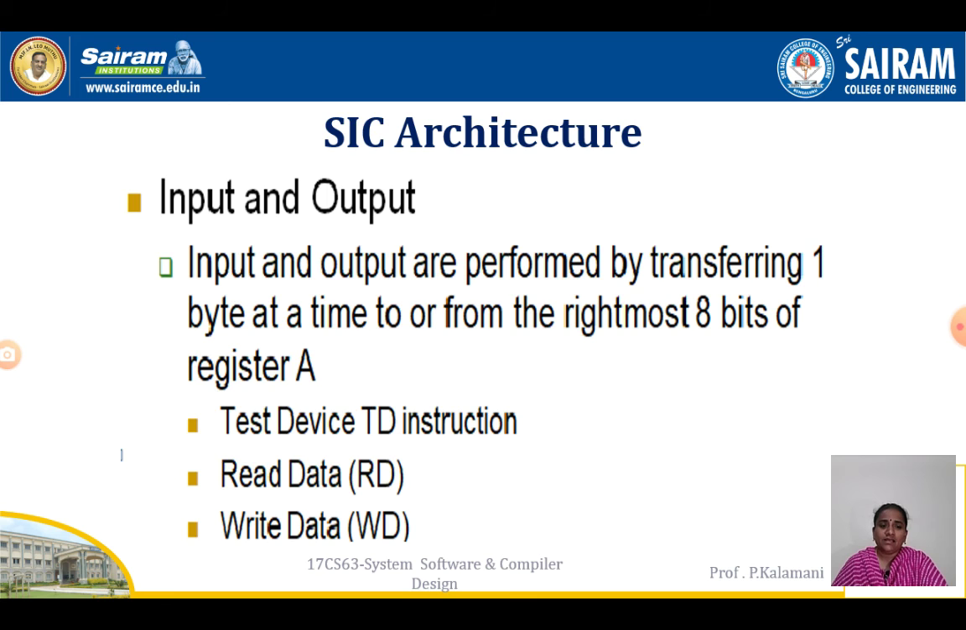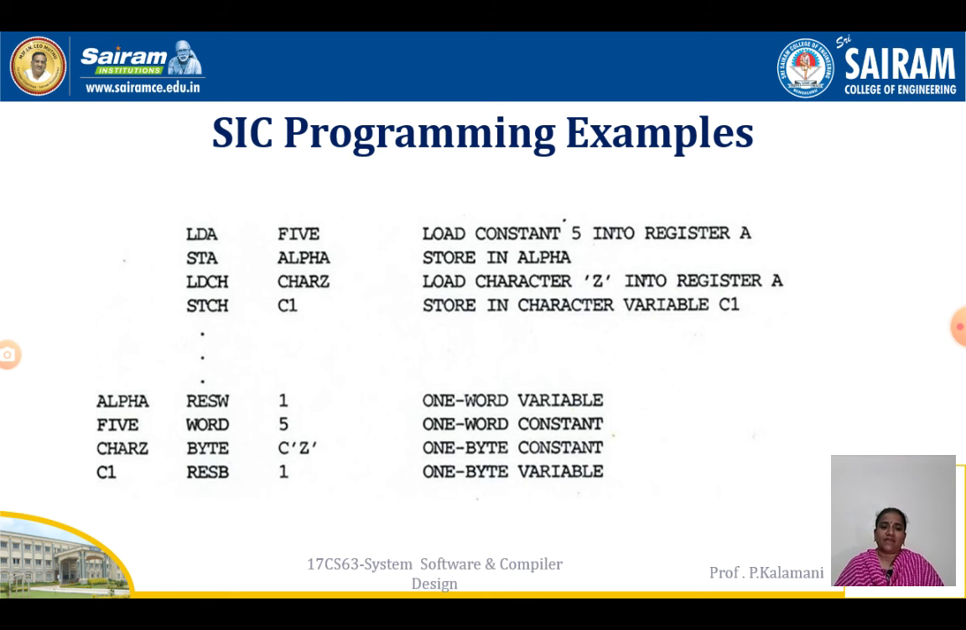Now we'll see some of the programming examples of SIC. First, for example, we want to load and store one character and one integer data, we can give like this: LDA FIVE. We make it like that because there is no immediate addressing mode in SIC. So for LDA FIVE, FIVE should be defined over here. FIVE is a word. The value 5 it is going to take, it's a constant, one word constant.